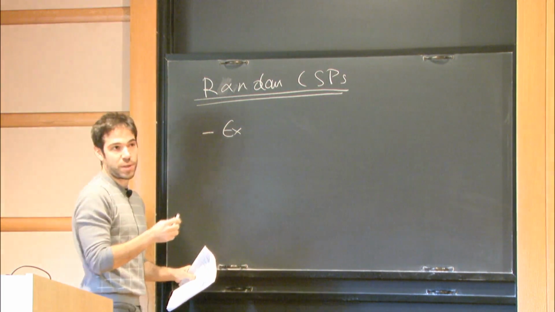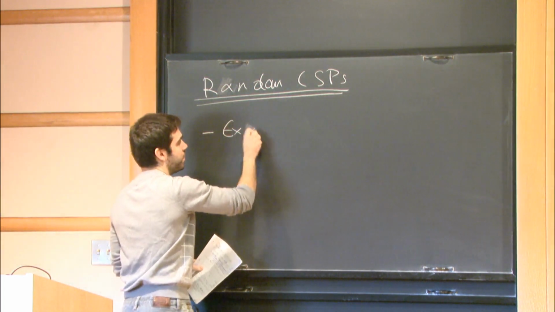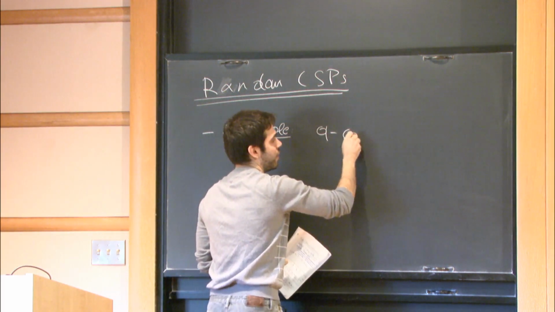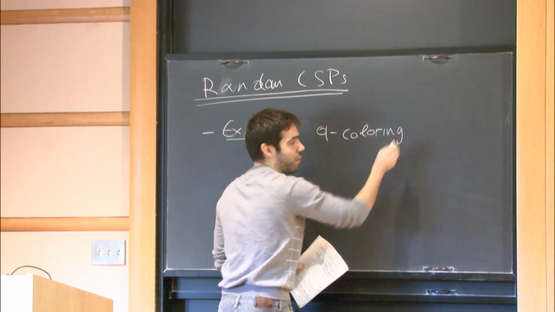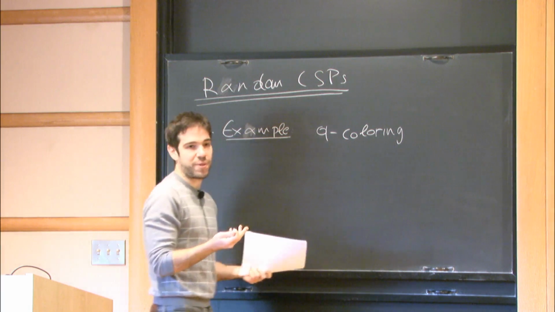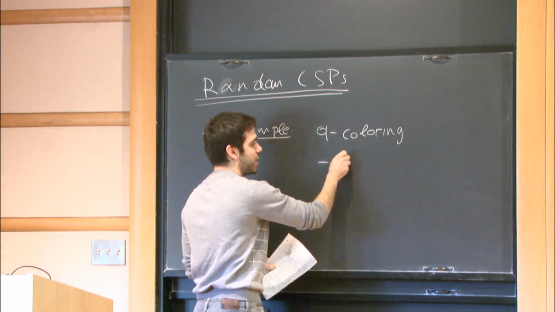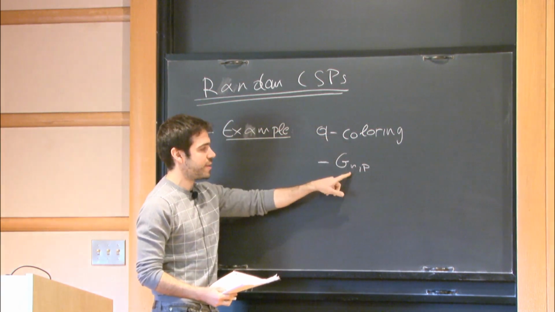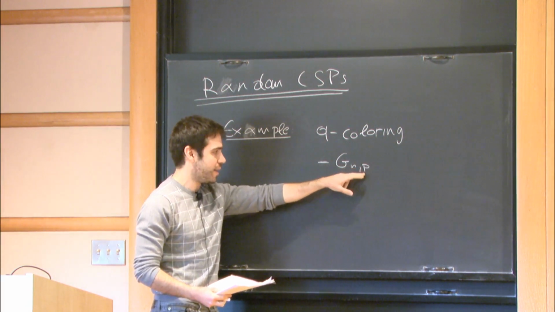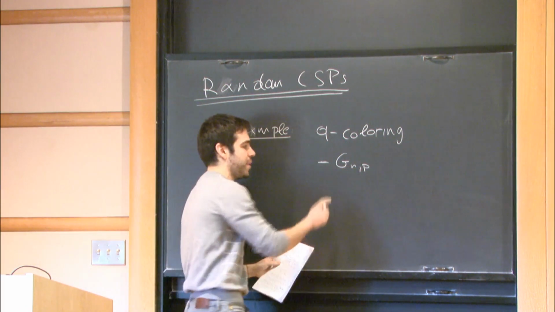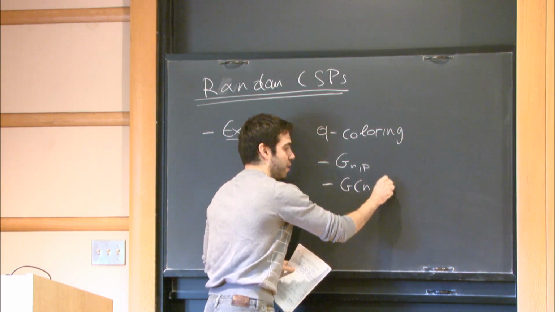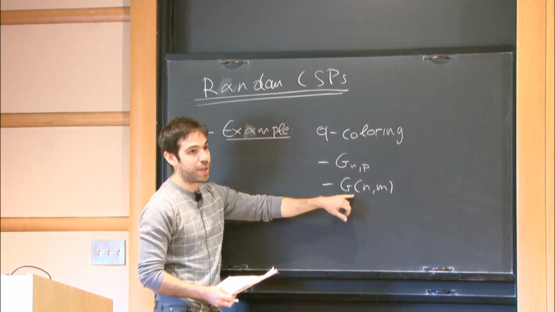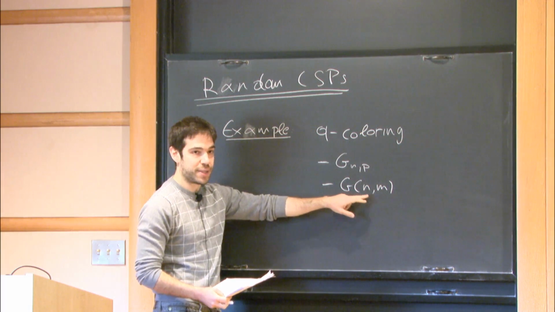So there are several models of randomness. For example, in the problem of two-coloring random graphs, there are three types of models that one can consider. One is the G(n,p) model. Here, the graph is on n vertices, and each edge appears independently with probability p. That is the G(n,m) model, where we basically choose a graph uniformly at random among those that have n vertices and m edges.